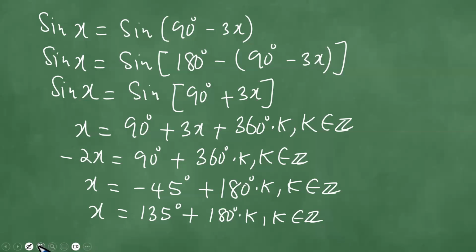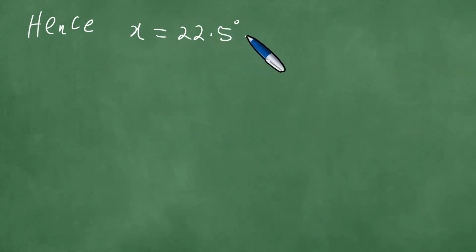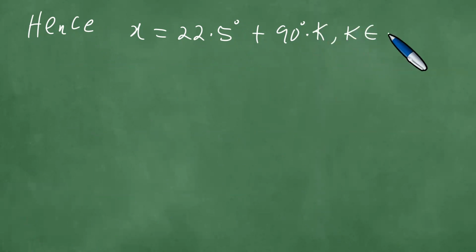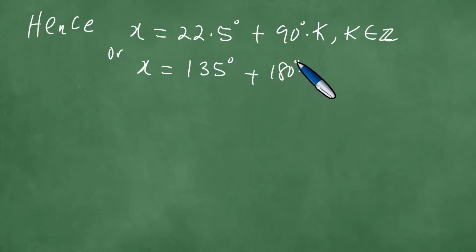Right, so in other words, hence, x is 22.5 degrees plus 90 degrees by k, where k is an element of the set of integers, or x equals 135 degrees plus 180 degrees by k, where k is an element of the set of integers. All right, so that is what we get.